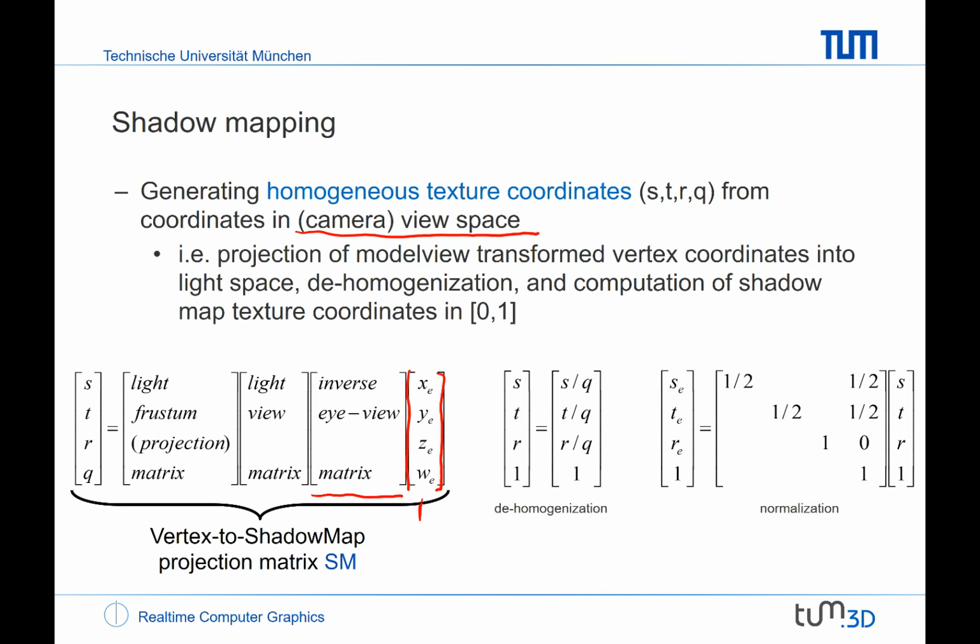And therefore what we do is we first multiply the vertex by the inverse eye view matrix, so that now the vertex is in object space. Then we transform each vertex with a light view transformation matrix to transform the vertex into light view space. And finally we apply the perspective transformation with the light position as the center of projection. And then we essentially have the final coordinates here in the normalized device coordinate space with respect to the light projection. We call this the vertex to shadow map projection matrix SM.